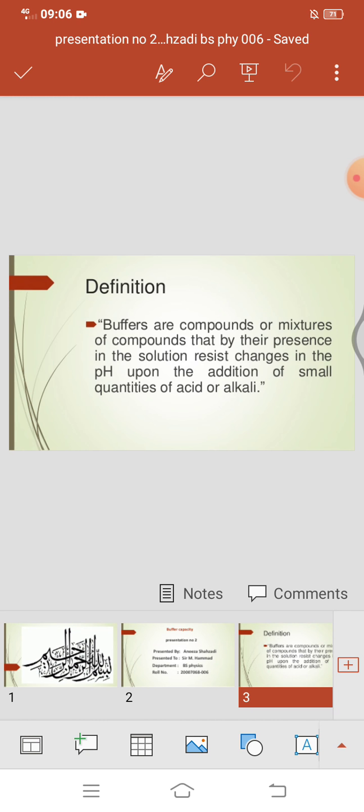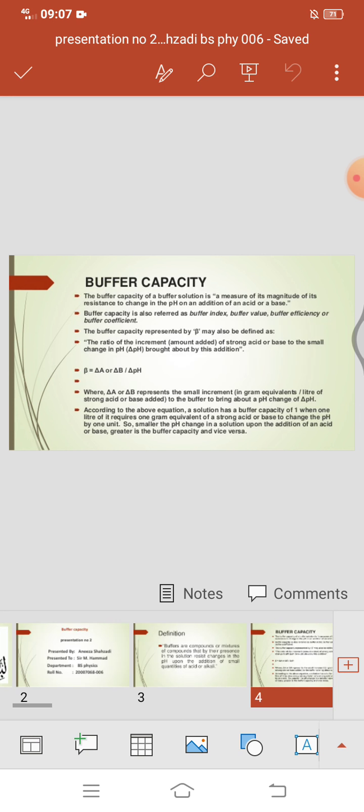What is buffer? Buffers are compounds or mixtures of compounds that, by their presence in the solution, resist changes in the pH upon the addition of small quantities of acid or alkalis. What is buffer capacity? The buffer capacity of a buffer solution is a measure of the magnitude of its resistance to the change in the pH on an addition of an acid or a base.